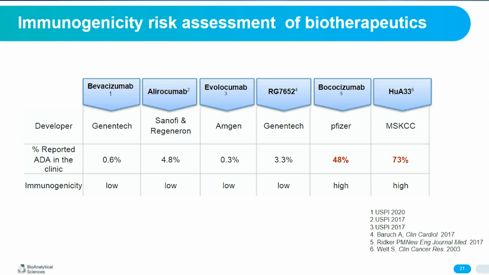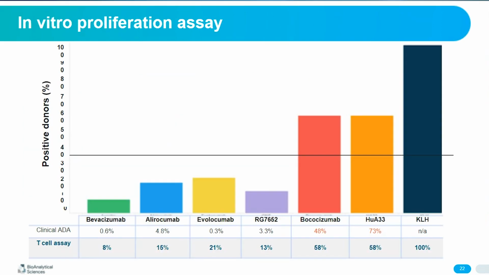Another highly immunogenic biotherapeutic that we have tested in this study was HA33. This is a molecule that showed 73% ADA, which is considered very high. In the studies, we also used a strong antigen, such as KLH, as our positive control. We expect a CD4 proliferation when we stimulate PBMCs with this.